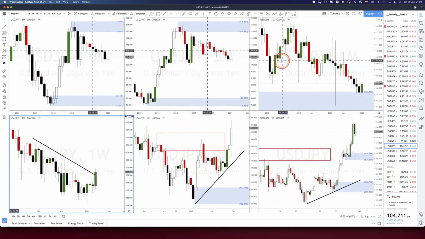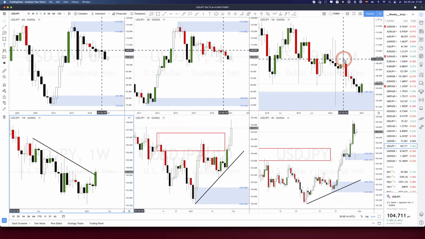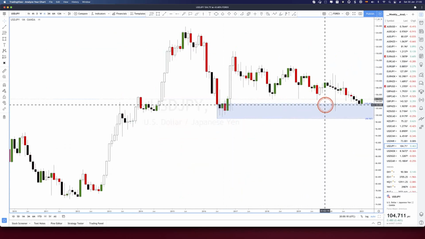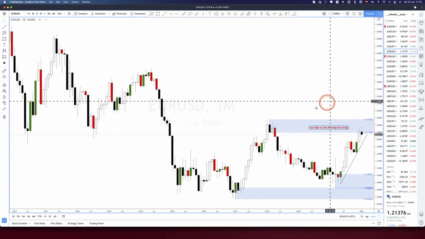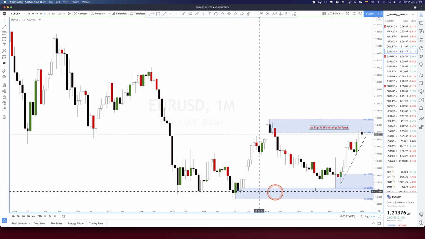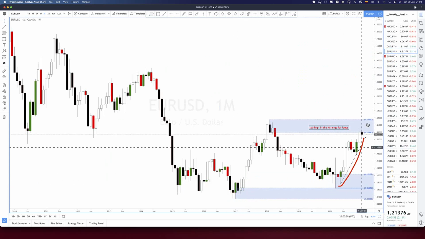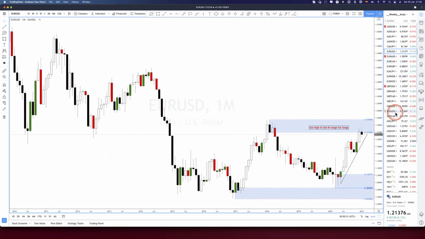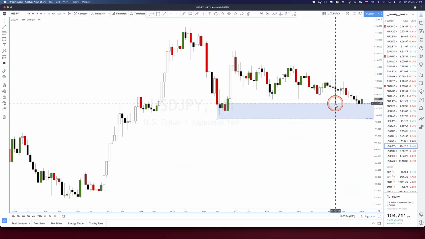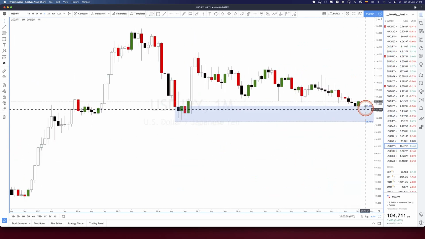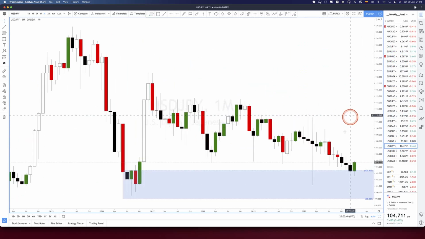Dollar yen, long bias. Why? Because we have the monthly area of demand being in control. If we take a look at the euro dollar, we're going to have a very similar scenario. Okay, monthly area of demand, hit that area and then rally all the way up. Now, when we take a look at the dollar yen, we've got the same scenario. Hit the area, and now we have a bullish engulfing pattern, so going short here.